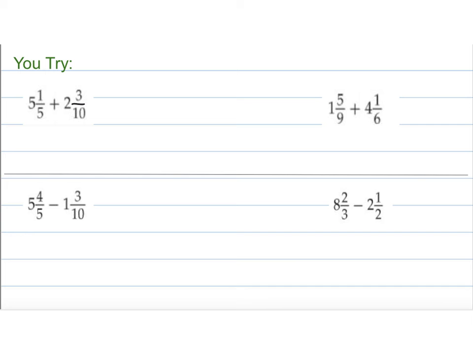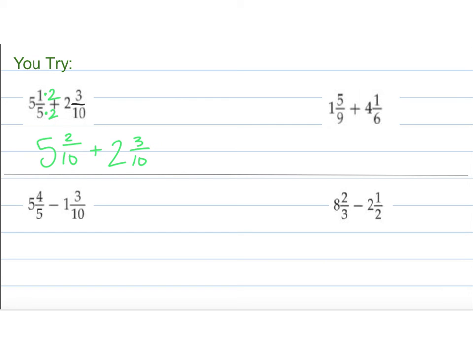I got to find a common denominator. I know 5 and 10 can both multiply into 10, so I'm going to multiply this by 2. Have to do that to the top as well. So then this would be 5 and 2/10 plus 2 and 3/10.